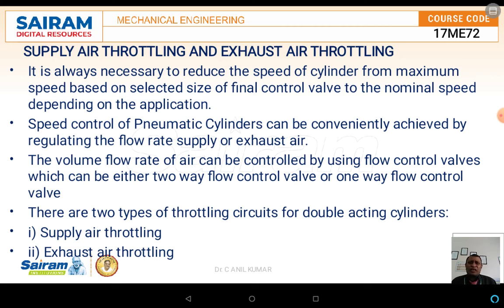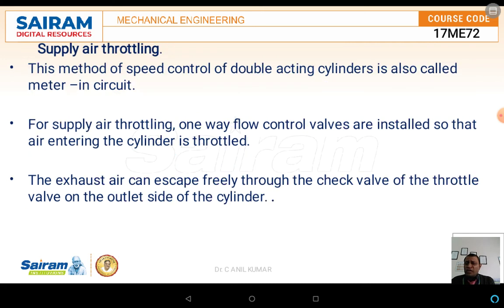There are two types of throttling mechanism. In the case of the double acting cylinder, it can be done either at the supply air throttling or at the exhaust air throttling. Now what we are discussing is the supply air throttling. As the name itself suggests, the supply air throttling, in a simpler way, is also called a meter in circuit, where the supply air at the inlet is controlled.